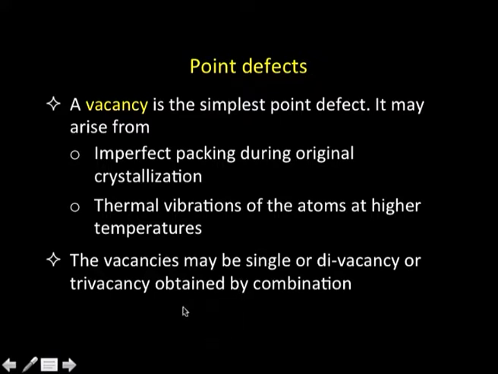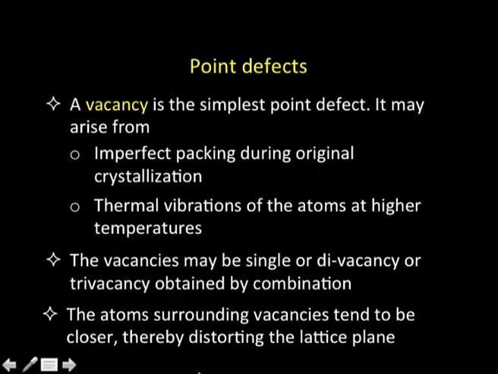Further, vacancies may be single, or a divacancy or a trivacancy obtained by combination. What it means is the following: you have a crystal lattice, there is one vacancy there. There may be another vacancy there, and it may so happen that two vacancies come too close, and that is called a divacancy. That means, this vacancy is there, some atom moves from here, the vacancy comes here, then something comes from here. We will talk about it as we move further. That means, when two vacancies come in close vicinity of each other, that is called a divacancy, and so on and so forth.